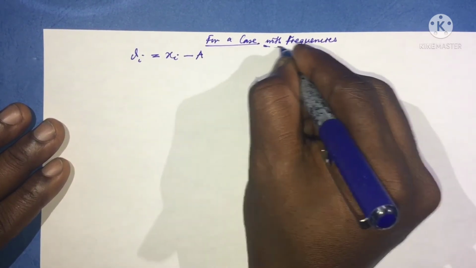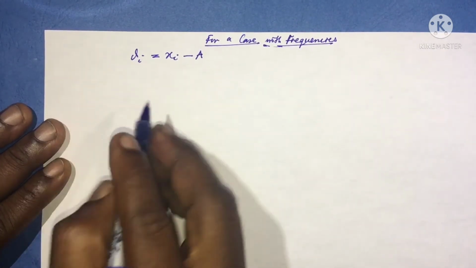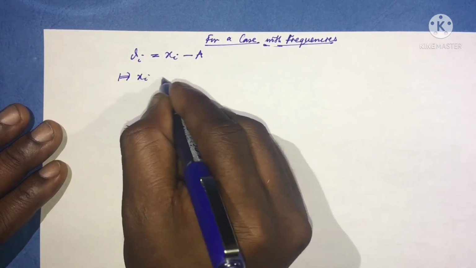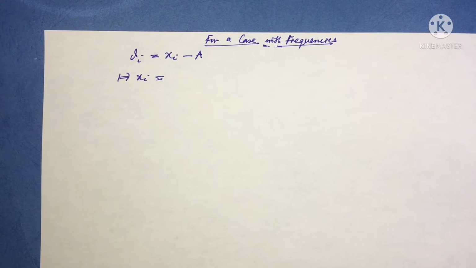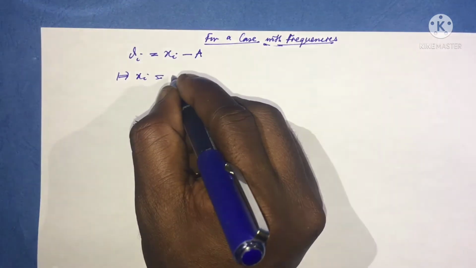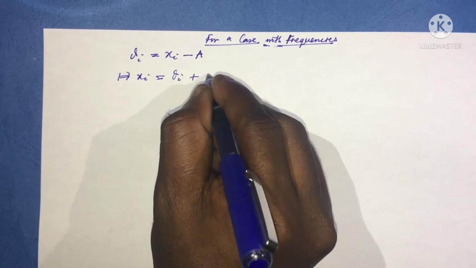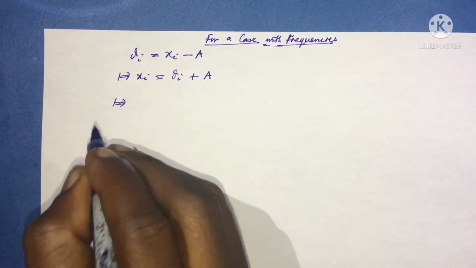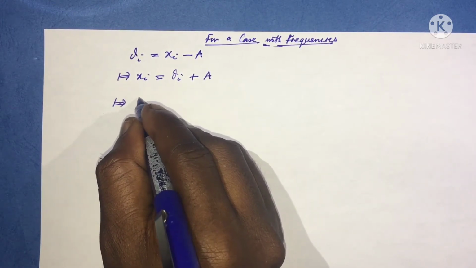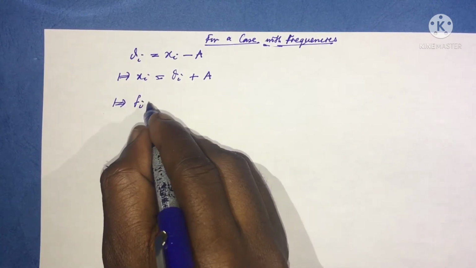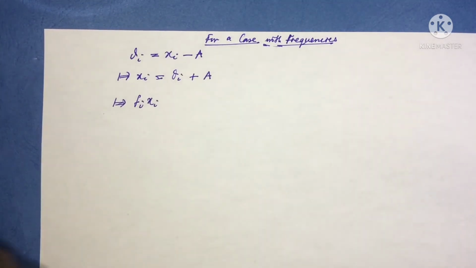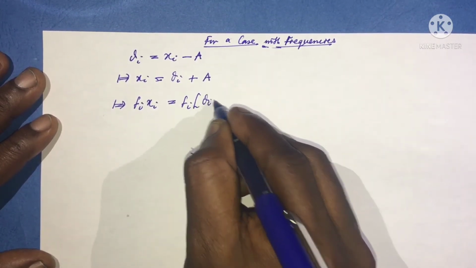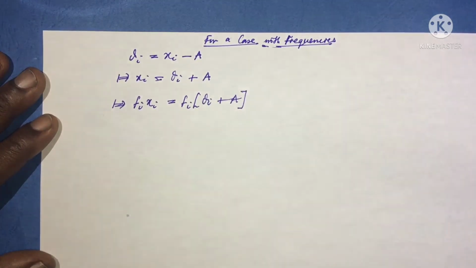Okay, it's for a case with frequencies. So it all starts from here. Now what we are going to do is to make xi the subject of the formula. When we make xi the subject of the formula, we are going to have di plus a. Now the next step will be to multiply both sides by the frequencies, and that will mean fi times xi on this part, and that would imply fi times (di plus a) in bracket.